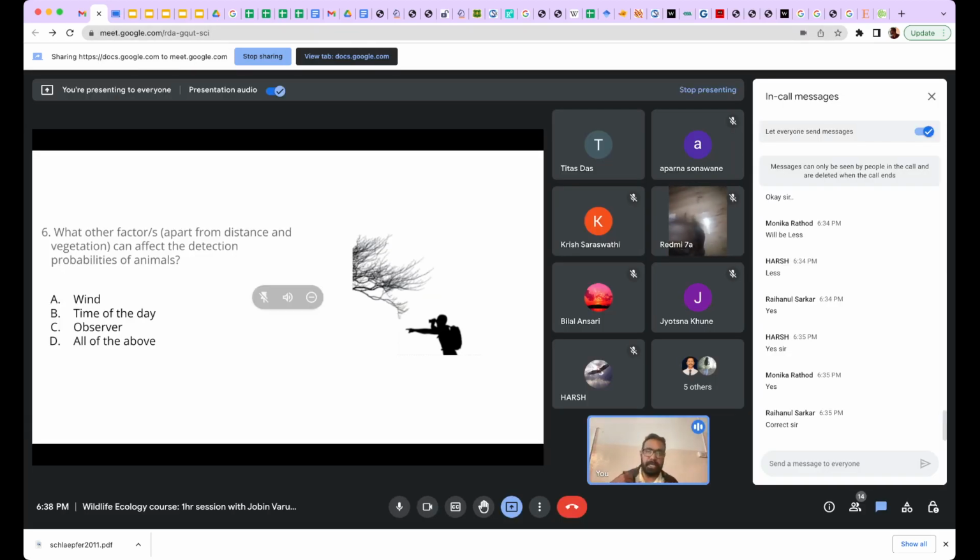So, what do you think are the other factors that can affect the detection probabilities of animals?